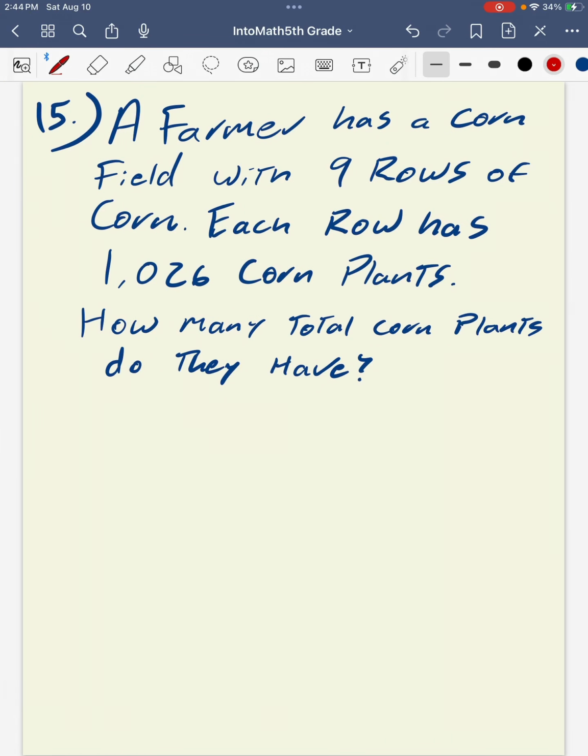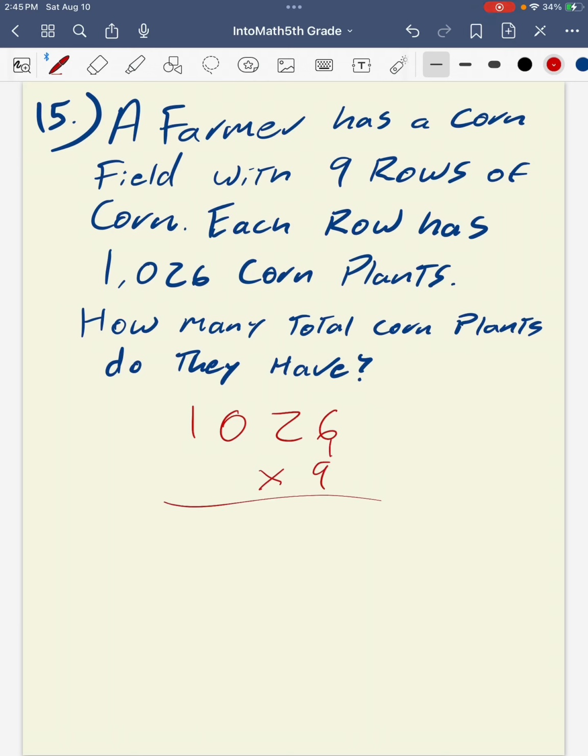On to question number 15. A farmer has a cornfield with 9 rows of corn. Each row has 1,026 corn plants. How many total corn plants does he have? To figure this out, we are multiplying 1,026 times 9.